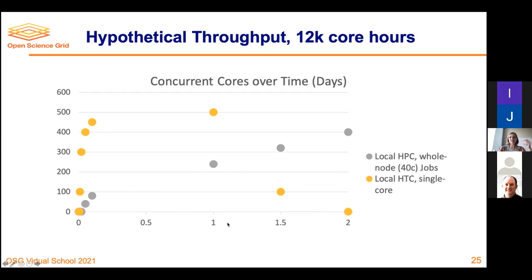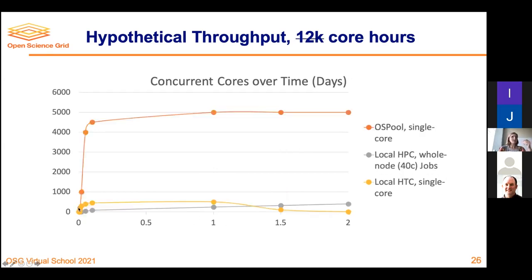Now let's factor in the Open Science Pool. And we're not even talking about 12,000 hours anymore. That can literally be achieved within just a few hours, the whole set. If you've got enough work to do and you queue it up, within hours you can have, like I said, thousands of jobs running and therefore thousands of cores in use.